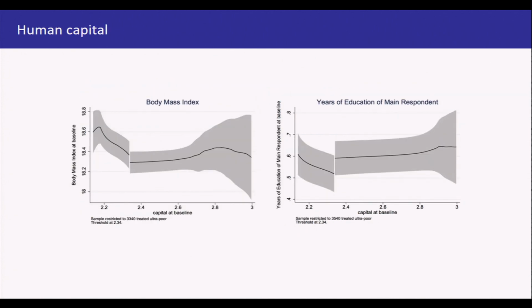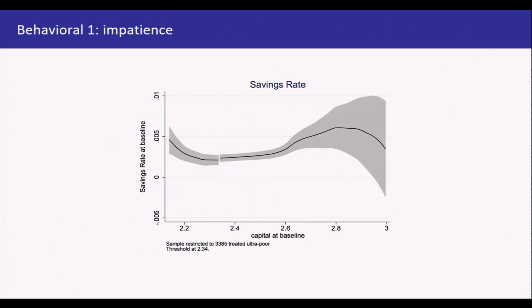Human capital, well, nobody has education here, so not surprisingly, years of education do not jump much. Body mass index, which could be a measure of health, doesn't change at all. These are all, if you look at the vertical axis, the variation goes between 18.2 and 18.6. So these are extremely thin people.